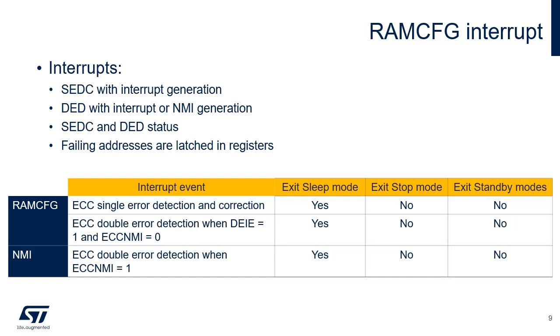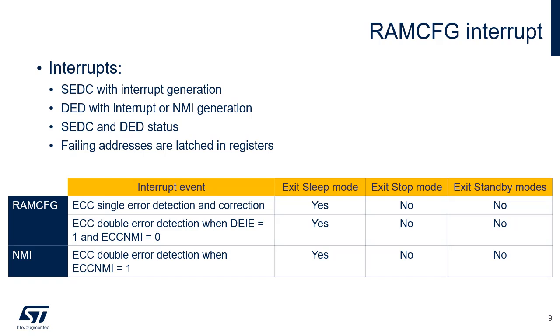The RAM configuration controller generates the following interrupt requests: a regular interrupt in the event of a single error detection and correction, the non-maskable interrupt or maskable interrupt in the event of a double error detection. Status registers provide the current status of these events, the address at which a correctable error has been detected, and the address at which a non-correctable error has been detected. Note that these addresses are locked until software clears the address latch enable bit in the control register.